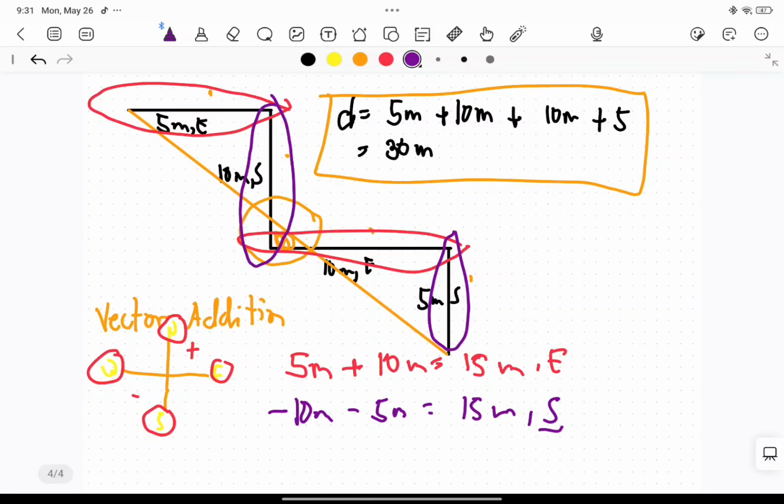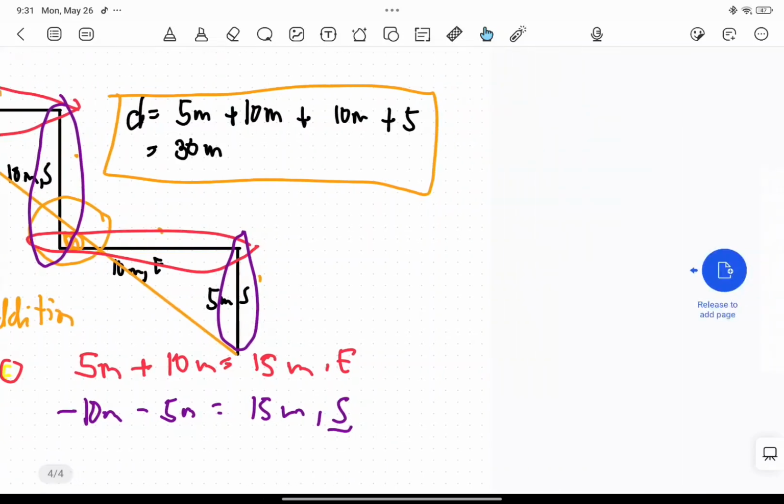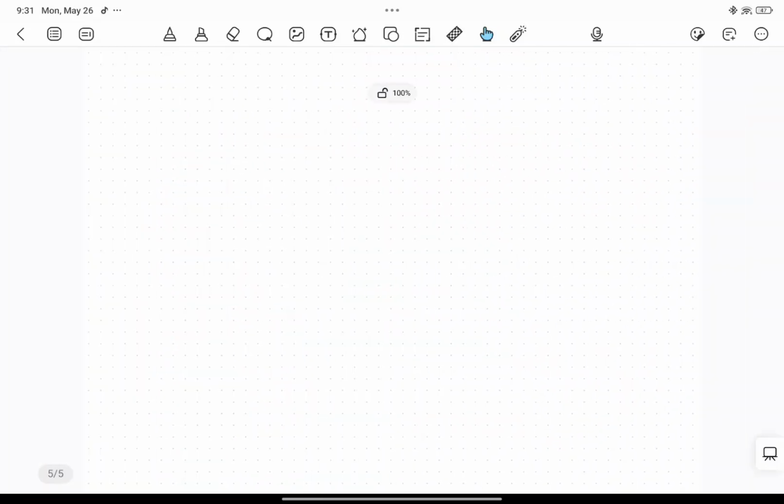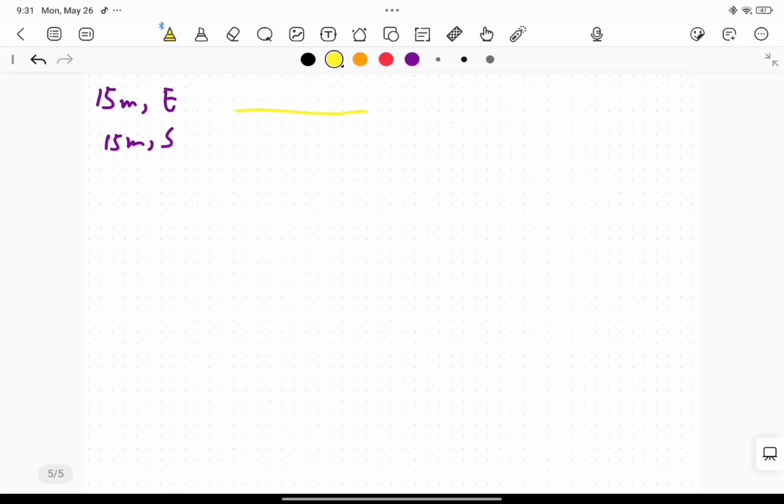Now that we know this, we can already redraw the path taken by John from school. Okay, let me use another page for our example. Again, we get 15 meters to the east and another 15 meters to the south. So we're going to draw that: 15 meters, then another 15 meters.